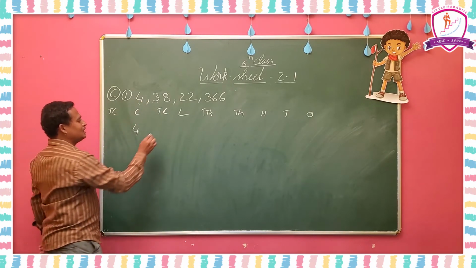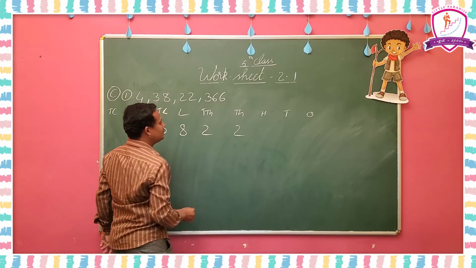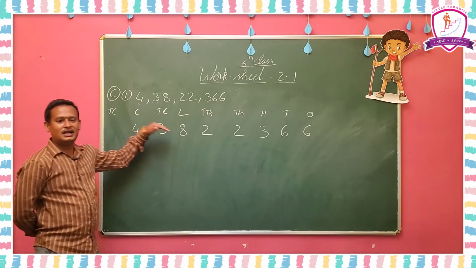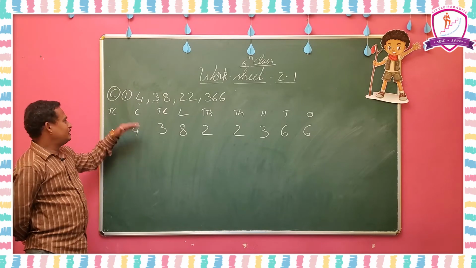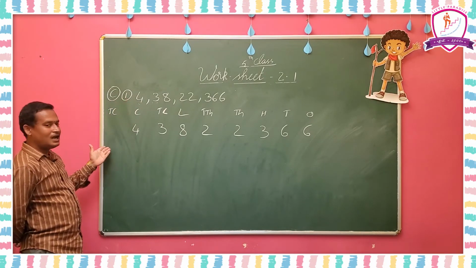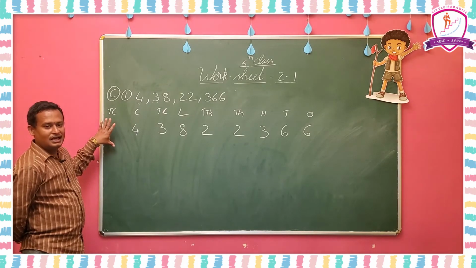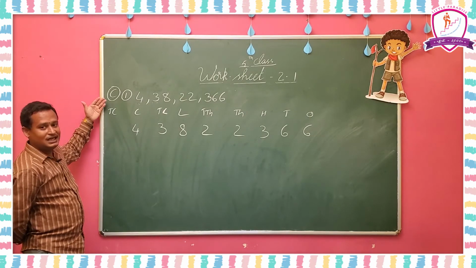Next 3 is in 10 lakhs, 8 in lakhs, 2 in 10,000s, again 2 in 1000s, 3 in 100s, 6 in tens and 6 in ones. You have to fill the numbers like this. Okay. You have to complete the remaining boxes also. If 10 crores place is there, it means you have to write the number in the 10 crores place. Understood? Like this you have to complete the remaining 3 sums also. Understood? Next I am going to explain the D Roman.